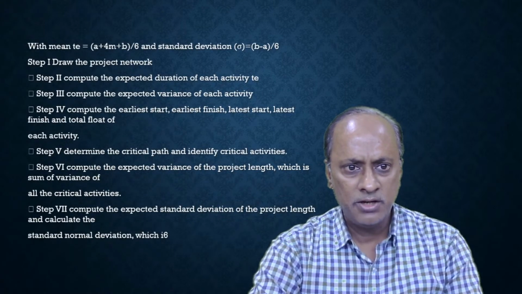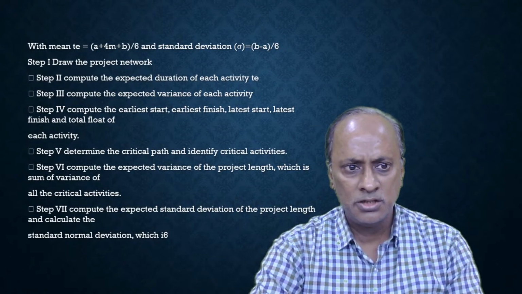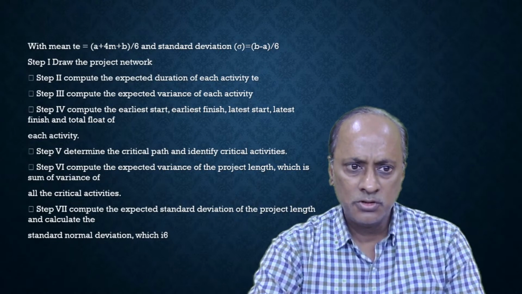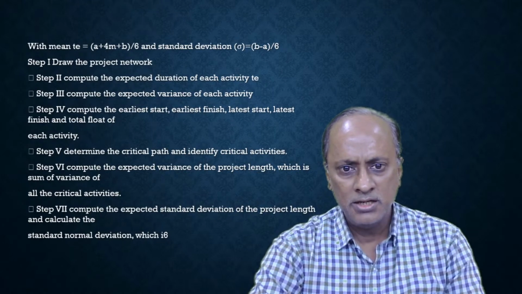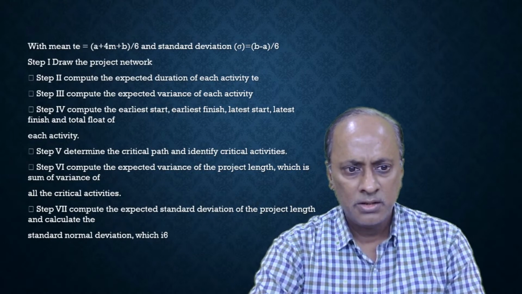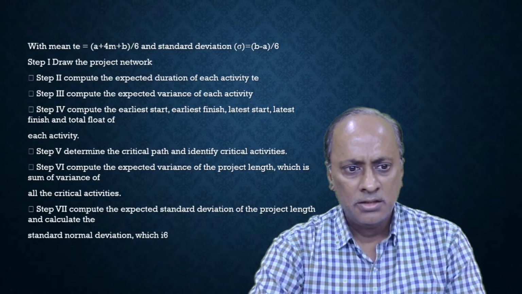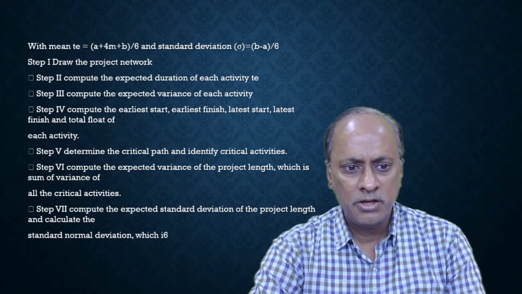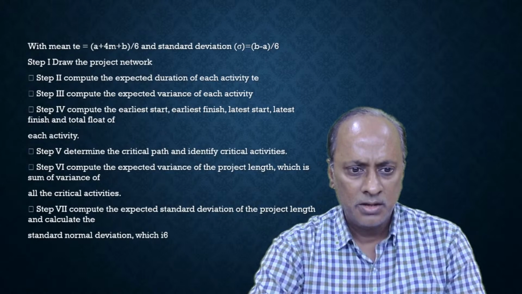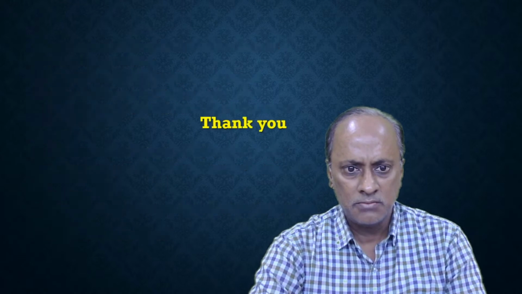Then we calculate the average time by using the formula, and we also calculate the standard deviation using the formula. Then draw the project network, compute the expected duration of each activity, compute the expected variance, compute the earliest start and finish, latest start and finish, then determine the critical path and identify the critical activities. And compute the expected variance of the project length, which is the sum of the variance of all critical activities. And lastly, compute the expected standard deviation of the project length.